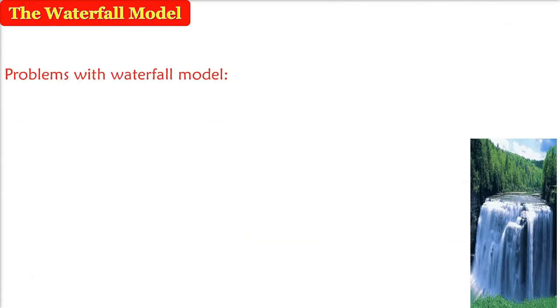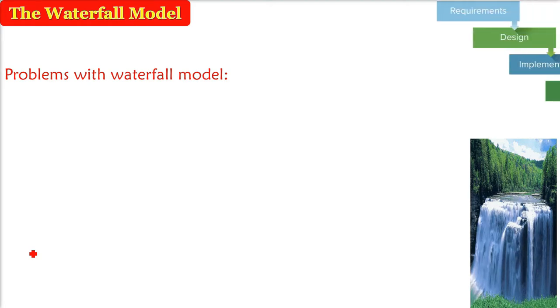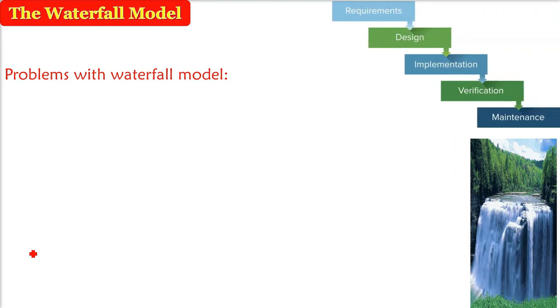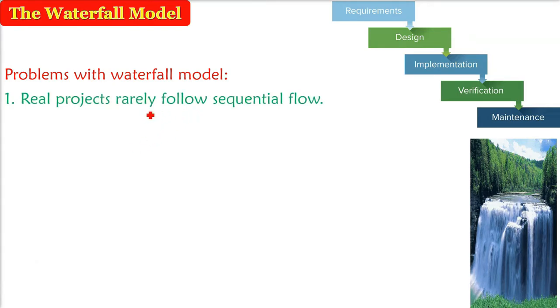But there are certain problems with the waterfall model. What are the problems? See, real projects, a realistic project, today's world fast-paced project, they rarely follow the sequential flow which the waterfall model is suggesting. Because if you are at design and some requirement has come, in the waterfall model you cannot go back, right? Because these requirements are ever changing.